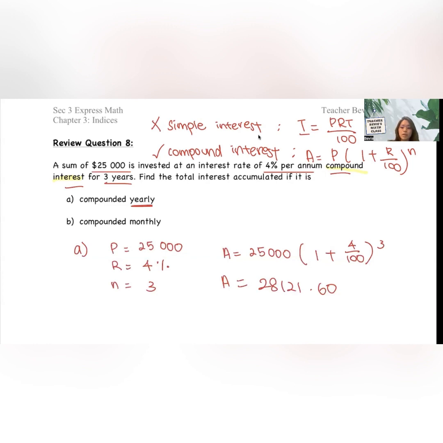But for this question, they are just asking for the total interest. So therefore, I need to take 28121.60 minus away my principal, which is 25,000. And that should give me 3121.60. So this $3,121.60 is just the interest alone.